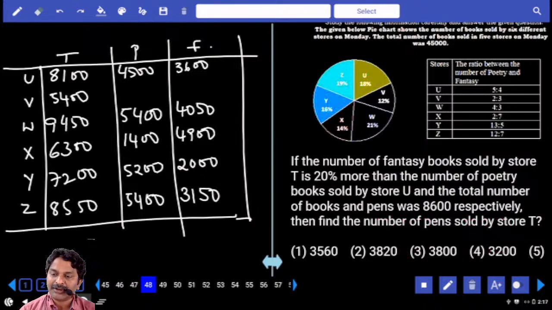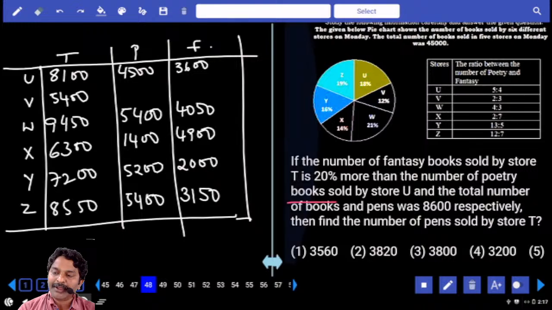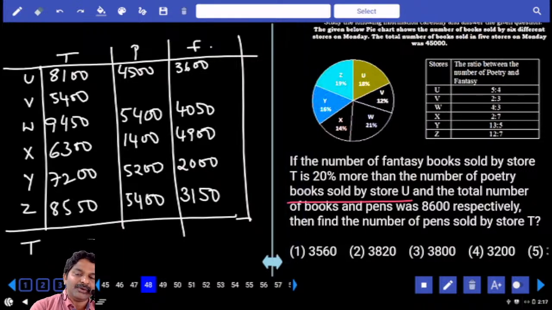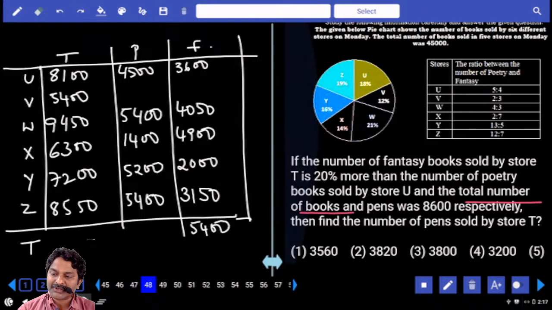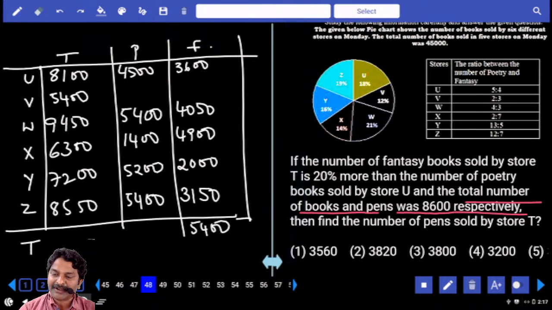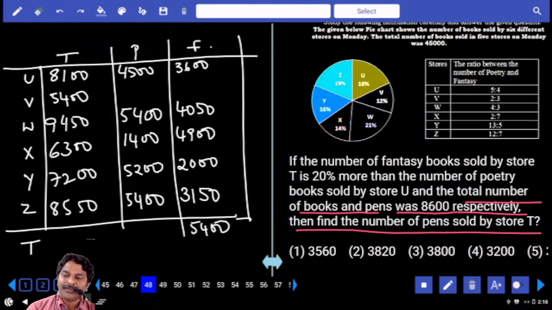If the number of fantasy books sold by store T is 20% more than the poetry books sold by U, there is a new bookseller T, where fantasy books in T are 20% more than poetry books from U. U poetry books 4,500. What is 20%? 900. 900 more, 5,400. Okay. Total number of books and pens were 8,600 respectively. Find the number of pens sold by T. Books and pens both together 8,600, where books are 5,400.